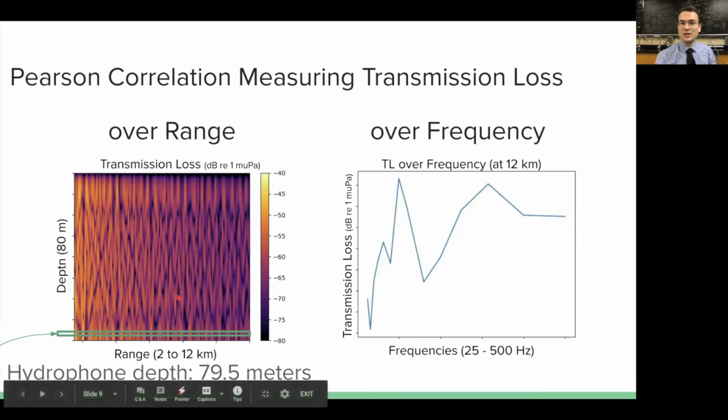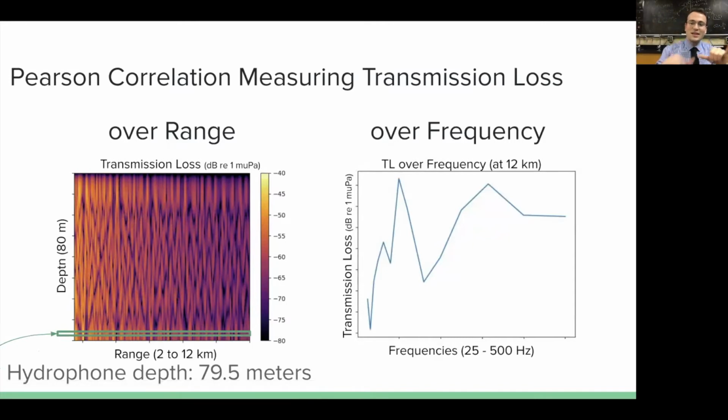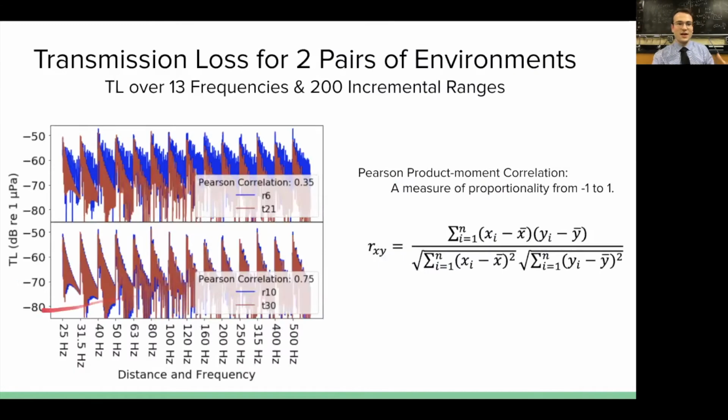So we've got these two different dimensions of information, and we can concatenate range and frequency and get an overall transmission loss vector. For 13 different frequencies, you've got a lot of different range numbers, and you can get this overall characteristic vector of the transmission loss of a seabed, and you can compare them against each other. You can find the proportionality between two different characteristic vectors. And so we can just look by eye: the two vectors on top look not as similar as the two vectors on the bottom of this chart. And the Pearson correlation reflects that. 0.35 correlation between the two on top and 0.75 between the two on bottom.